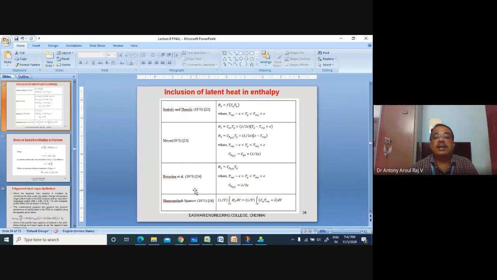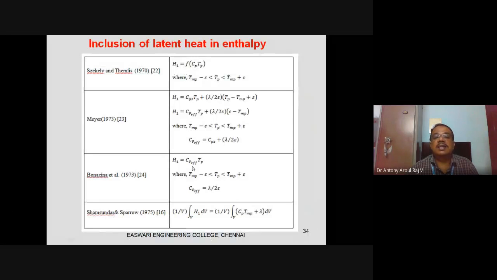So this person has introduced one more interesting method. He has introduced Cp effective, like apparent heat capacity. He has introduced effective heat capacity, so that he is finding out the effective heat capacity by converting the latent heat into a specific heat.